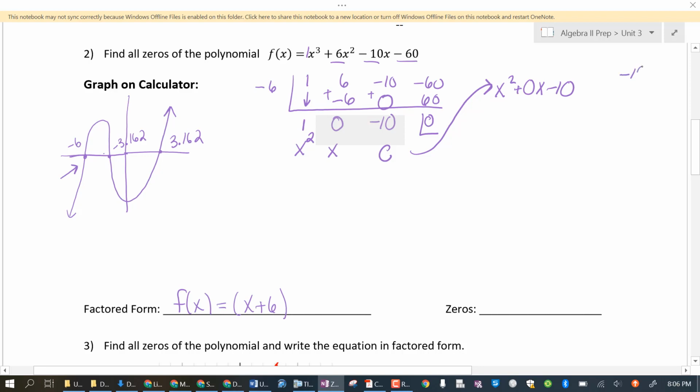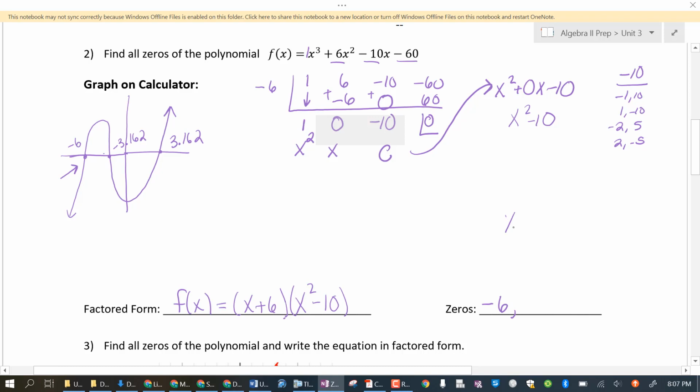Now I want to think about if there's anything that multiplies to -10 and adds to 0. And the answer is going to be no. So I'm going to rewrite this as x squared minus 10 because I don't need that 0x in unless I'm going to try to factor it. So my other factor is just going to be x squared minus 10.